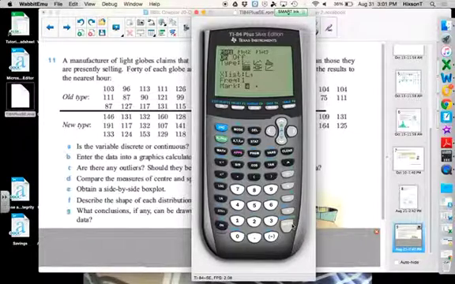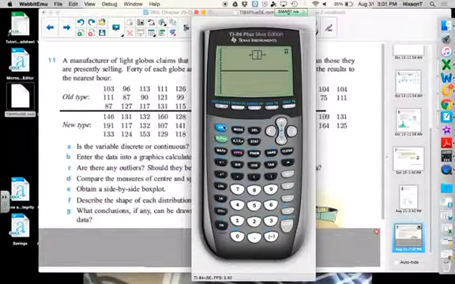Now you don't need to really worry about the Y, but the X, notice our lowest one is 87, our highest one is, well, in this one it's 191. So I'm going to go from 0 to 200, just so I have a good window. So I'm going to go to Window, set my X min at 0, my X max at 200, and now I'll hit Graph, and there's the box and whisker plot for at least a portion of the data that I typed in for the old type.